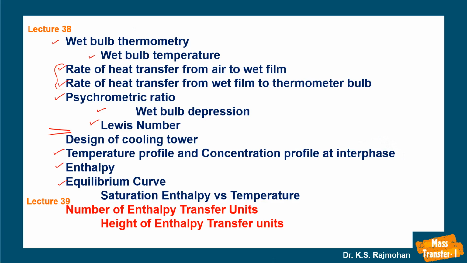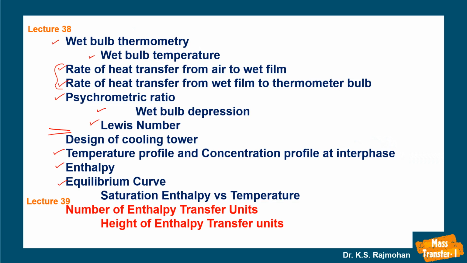So we will discuss wet bulb thermometry, and we will recall what is Lewis number, which we have discussed in analogies between heat transfer and mass transfer, and we will see adiabatic saturation and equilibrium curves. In the next lecture we will derive the expression for the height of a packed tower in terms of number of transfer units and enthalpy transfer units.